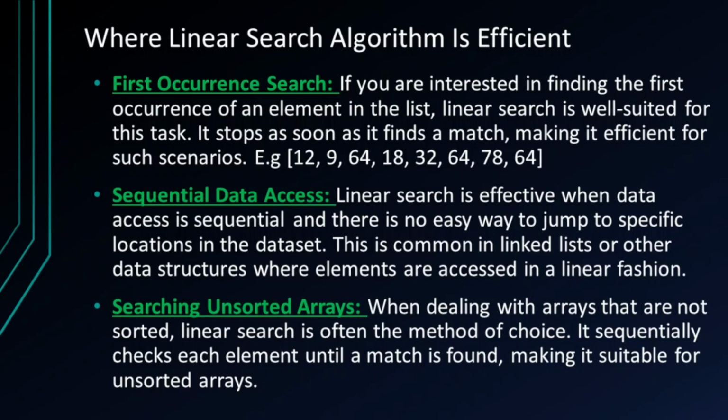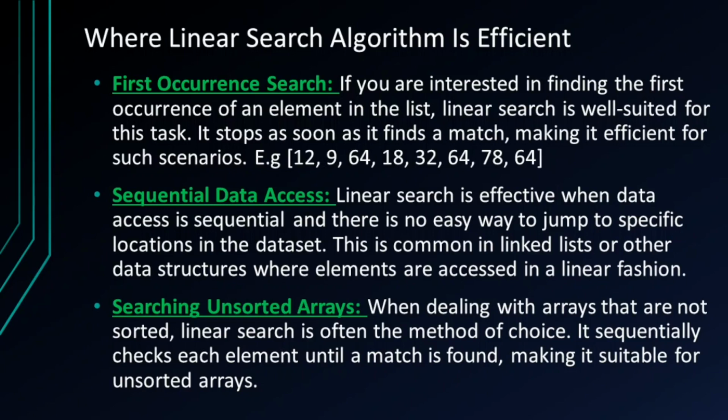The second scenario where you would want to use linear search algorithm is in sequential data access. So linear search is effective when data to be accessed is sequential, and there is no easy way to jump to a specific location. You can imagine if you're using something like a linked list, and if you don't know what a linked list is, don't worry. You can just do a quick search on the internet and you'll understand what it is. But you can imagine if you have a linked list and you want to access an element in the middle of that particular list, there is no easy way to just jump into the middle of that list. You have to move through all the elements sequentially until you find what you want.